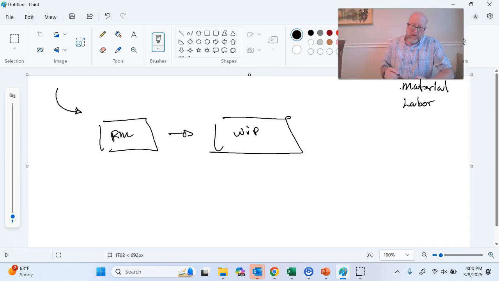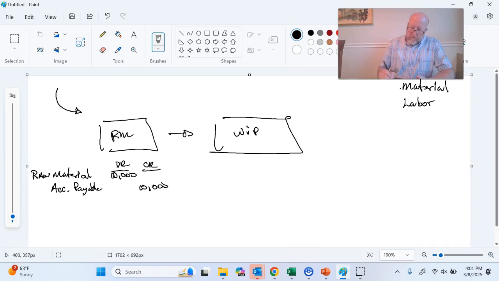The journal entry for that would be raw material, 10,000, debit, and could be accounts payable if I buy on credit, right? That's the acquisition of material. And that's what the journal entry would look like.